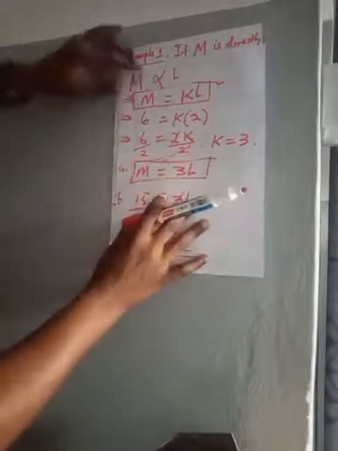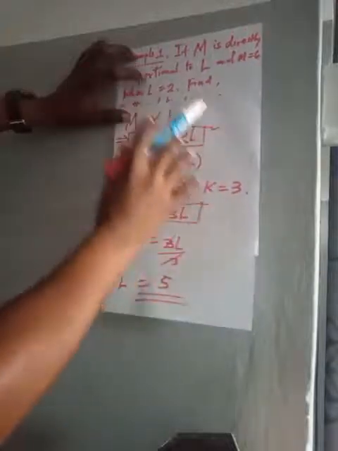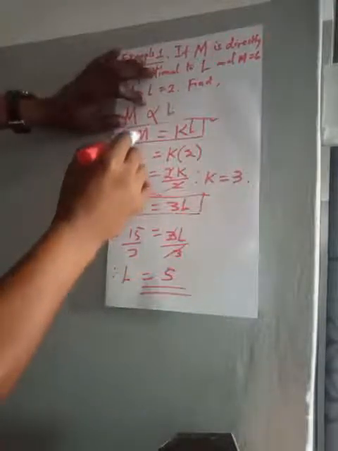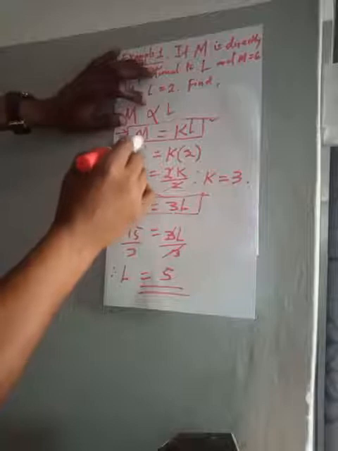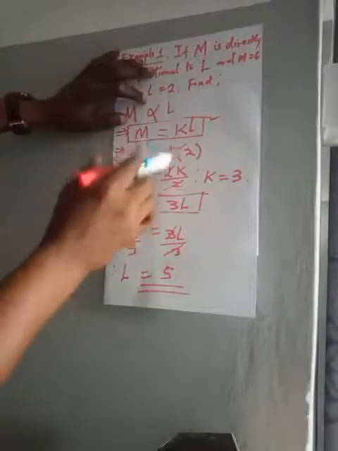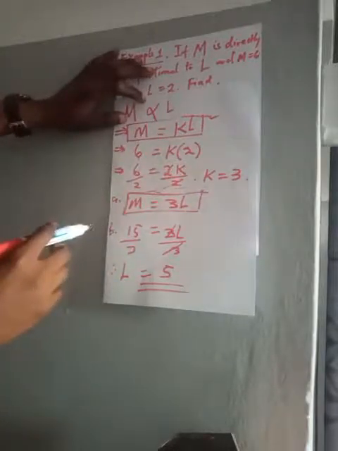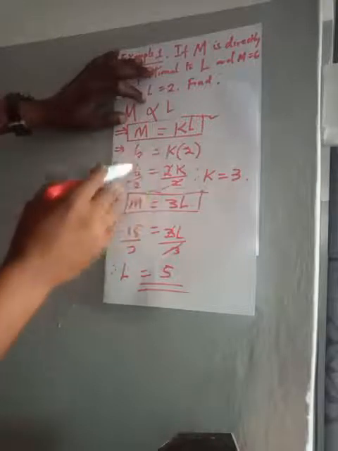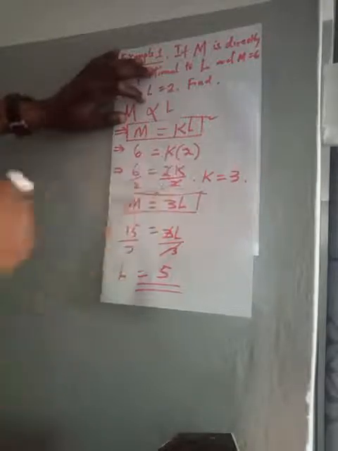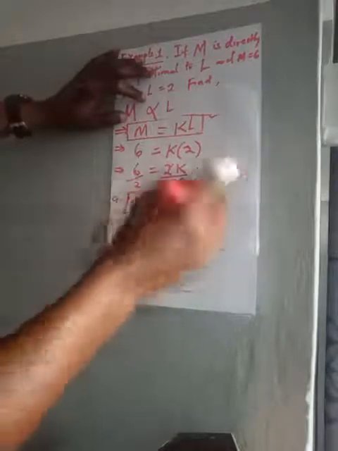Then you see from the question that M is equal to 6 when L is equal to 2. That means you replace M with 6 and L with 2. This takes us to K, so that we can get the value of the constant K that we are looking for. Now you can see 6 is equal to 2K. Dividing through by 2, you now have that K is equal to 3.